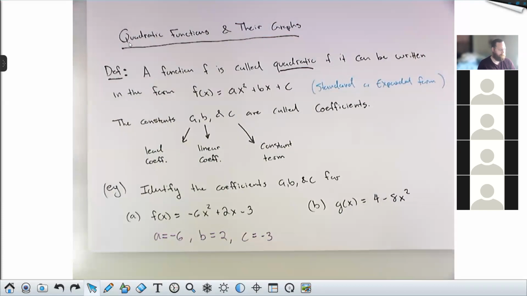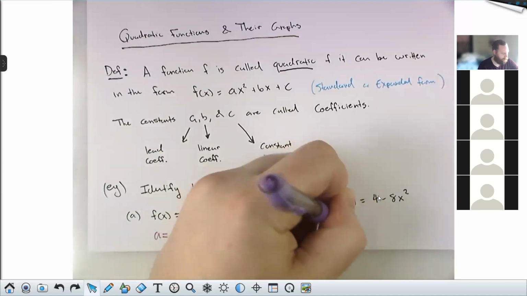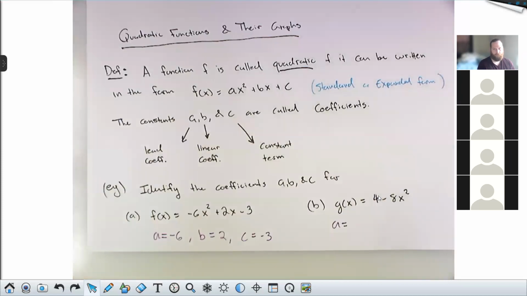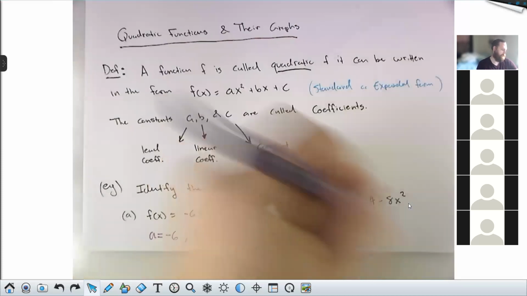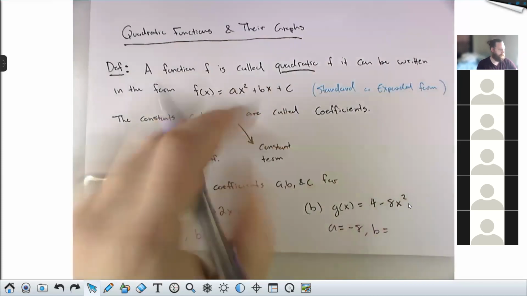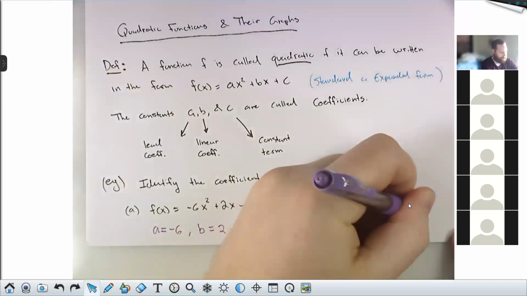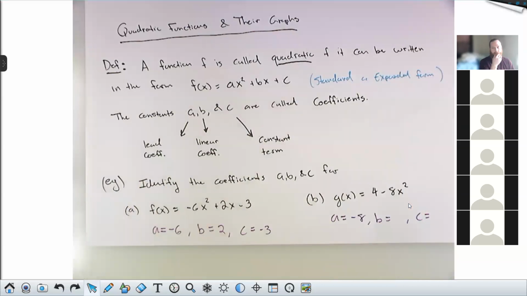Okay, this one's a little trickier. Can anybody help me with the lead coefficient A of the quadratic? -8. Yeah, very good. So A is always the number that's multiplying x squared, and that's a -8x squared. So A is -8. What about B and C? Would B be 0 because it doesn't exist? Very good. Yeah, we don't see an x term anywhere here, which means B is 0.